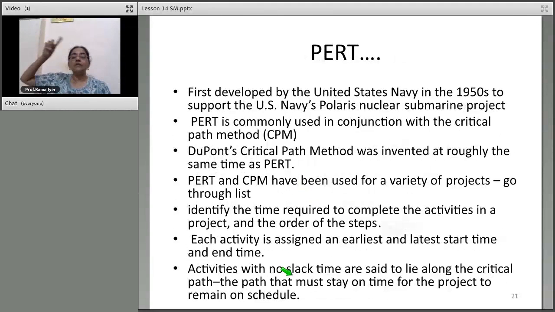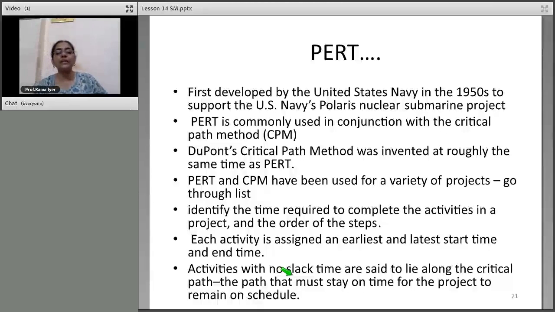So when you have that kind of activity chart in front of you, this becomes very easy. It will help to plan and display the coordination between activities. So it was first developed by whom? The United States Navy in the 1950s to support the US Navy's Polaris nuclear submarine project. And frequently PERT and CPM go together. It's in conjunction. Okay. After discovery by the Navy, it found its application all over industry, regular industry also.